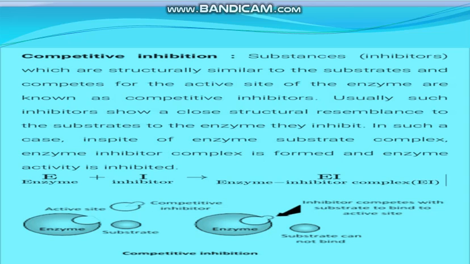So, this is the enzyme, and all enzymes have an active site here where the substrates get attached. And if a competitive inhibitor of the same shape is present, then what happens? The substrate does not bind at the active site, and in its place the competitive inhibitor binds, and then an enzyme inhibitor complex is formed in place of the enzyme substrate complex.